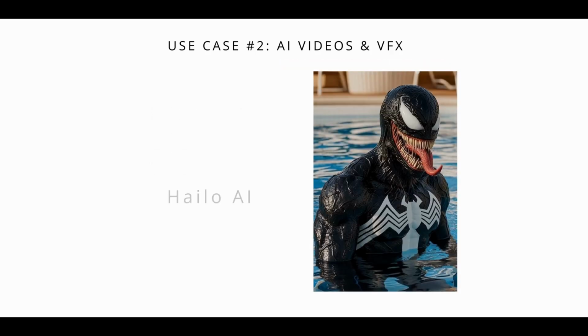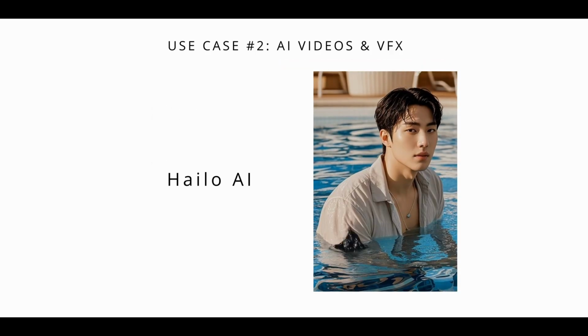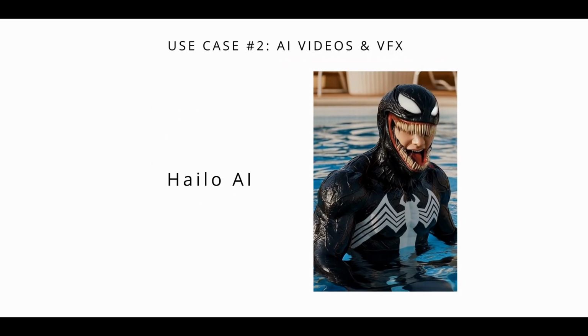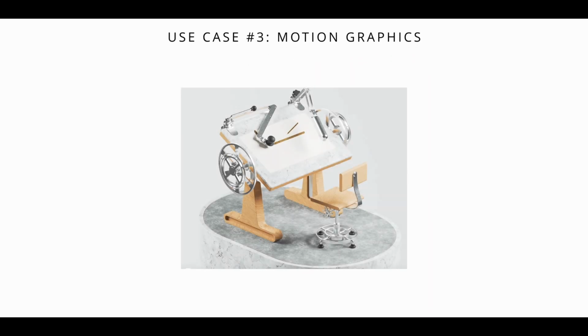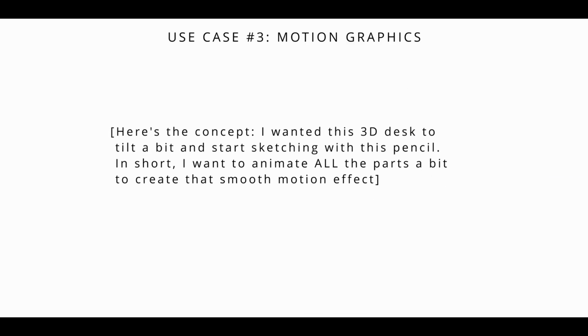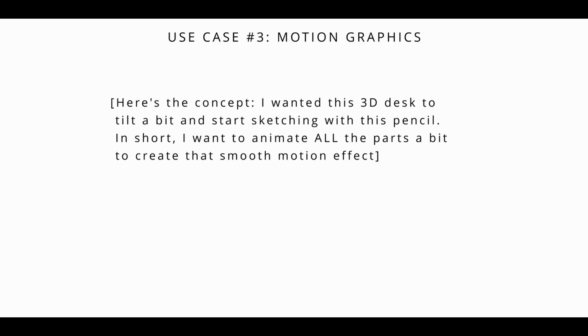This is incredible. The way it maintains the character while adding those Venom Spider-Man hybrid effects. Mind-blowing. Okay, next up, let's create motion in a static image. So I gave it this image and here's the concept. I wanted this 3D desk to tilt a bit and start sketching with this pencil. In short, I want to animate all the parts a bit to create that smooth motion effect.